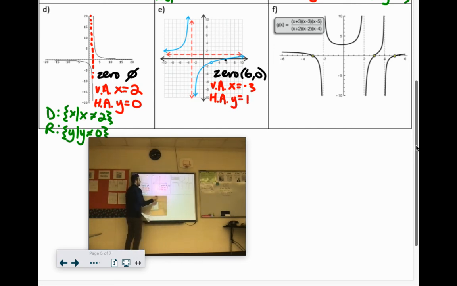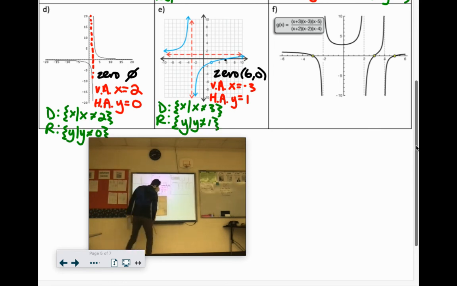So domain and range. Domain is our vertical asymptote. All real numbers except for that vertical asymptote, x is not equal to negative 3. Range is the horizontal asymptote stuff. So all real numbers except for positive 1.